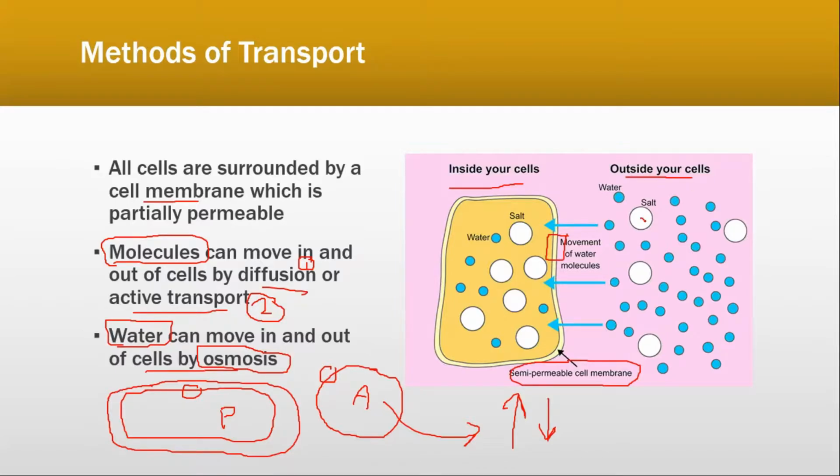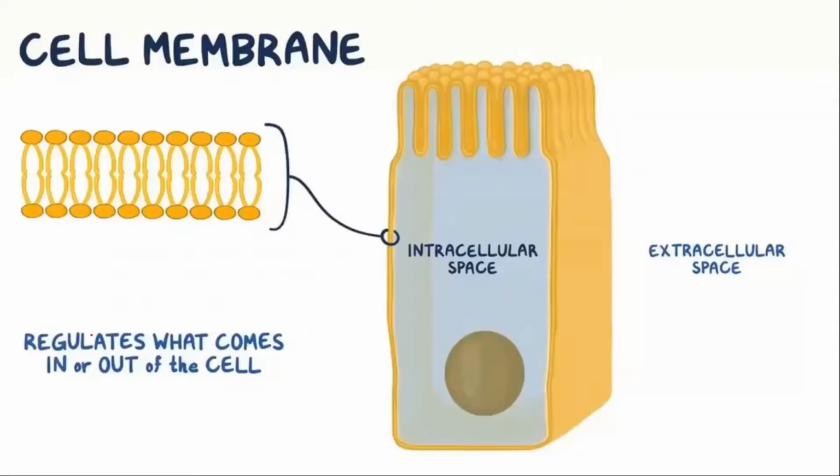For example, over here we have a salt molecule which can move by diffusion and active transport, whereas these water molecules move by osmosis. And the mechanism of diffusion and osmosis is the same, but it is different in the case of active transport, and we will study how it is different. We have the cell membrane, and we have an intracellular space inside the cell membrane, and an extracellular space outside the cell.